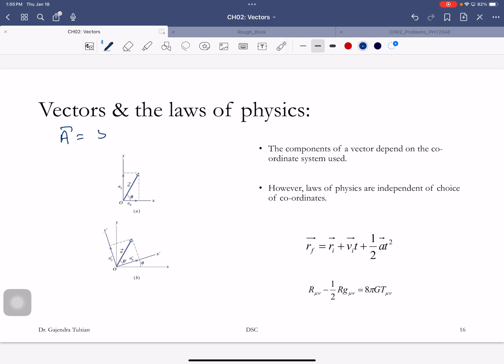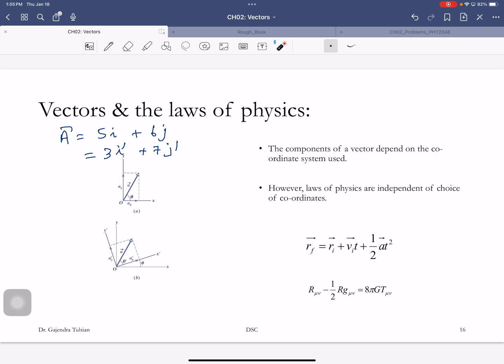A is 5i plus 6j, or 3i' plus 7j'. I'm just making these numbers up. These refer to different coordinate systems. Did the vector change when the components changed? No. So the choice of the coordinate system is the language you're speaking in. Should the language you're speaking in change the laws of physics? No.